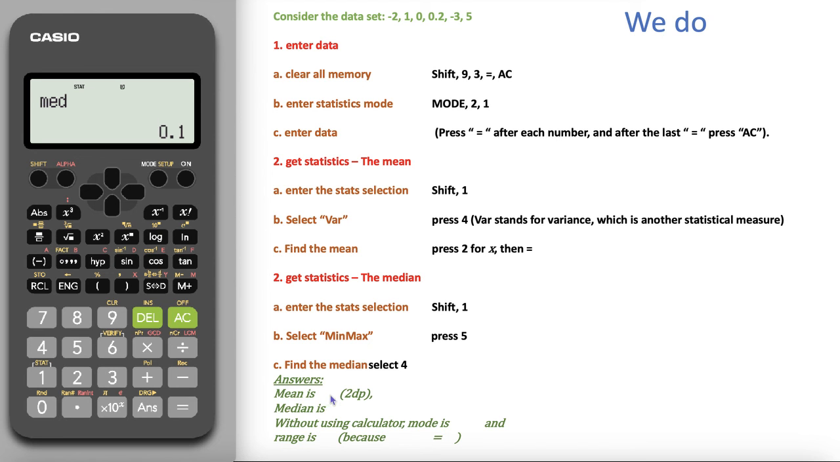All right, so you can write your answers in there. Mean is, well, it was 0.2, wasn't it? The median is 0.1. And without calculator, you can work out the mode. There is no mode, is there? There is no score that occurs more than once, so there is no mode. And the range is simply the largest, which would appear to be 5, subtract the smallest, which is -3. So 5 minus -3 would be 8, wouldn't it? Okay. All right.